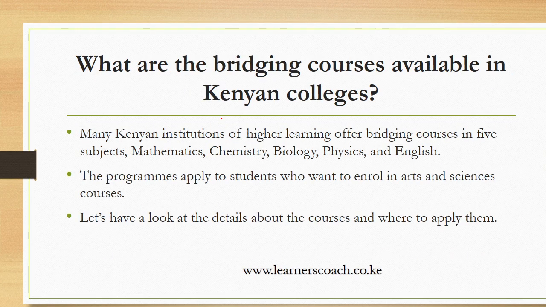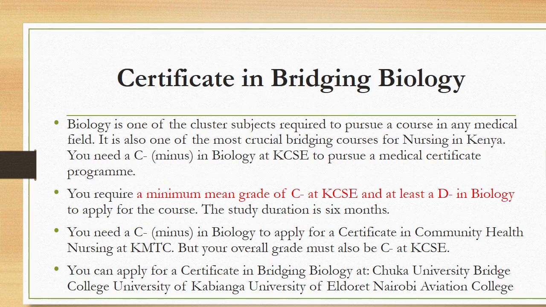Now, what are the bridging courses available? So we have quite a number of bridging courses. You can bridge in maths, chemistry, biology, physics, and English. Remember I said there are the five. There are the five main ones if you want to do any course in KMTC, right? So let's take a look at some of them.